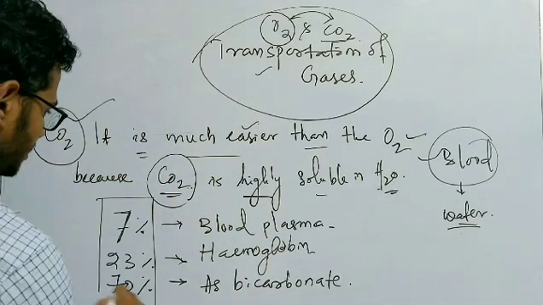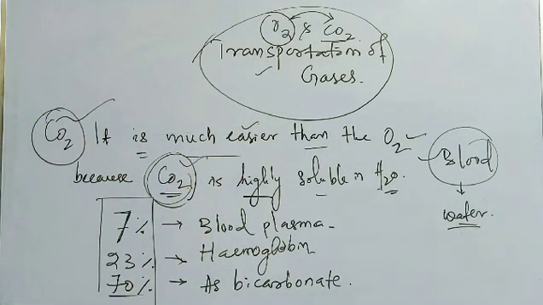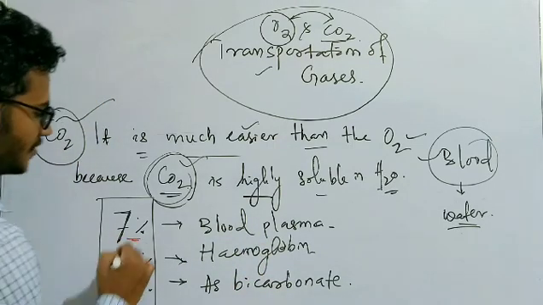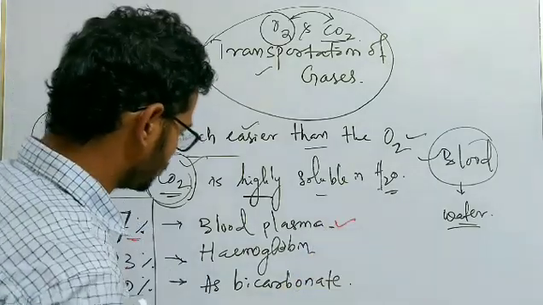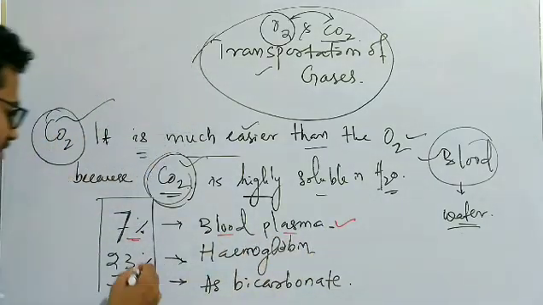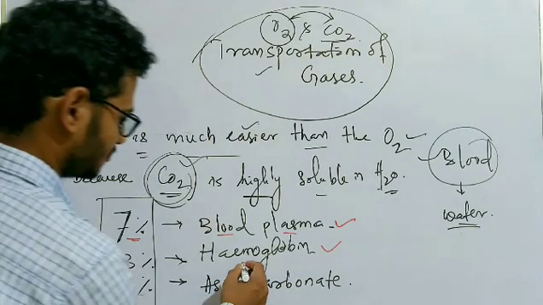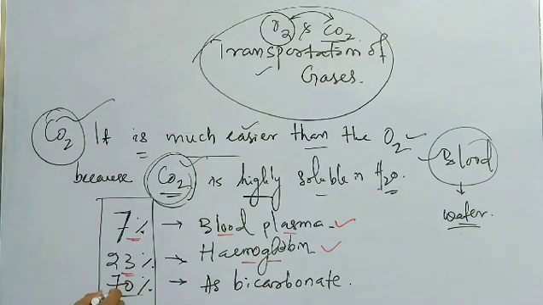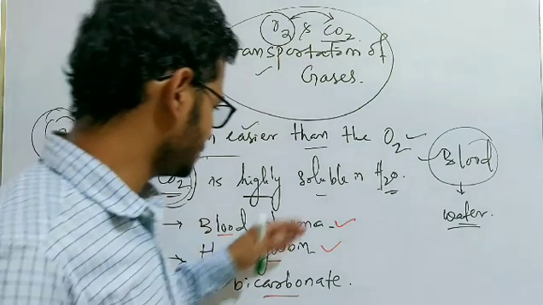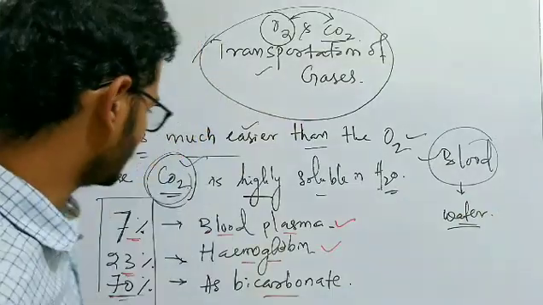So this is how the transportation of carbon dioxide takes place with the help of the blood. That means out of the total carbon dioxide, 7% transportation occurs with the help of blood plasma, 23% with the help of the respiratory pigment, which is hemoglobin, and the remaining 70% as bicarbonate. Okay, so this is how the carbon dioxide transportation occurs.